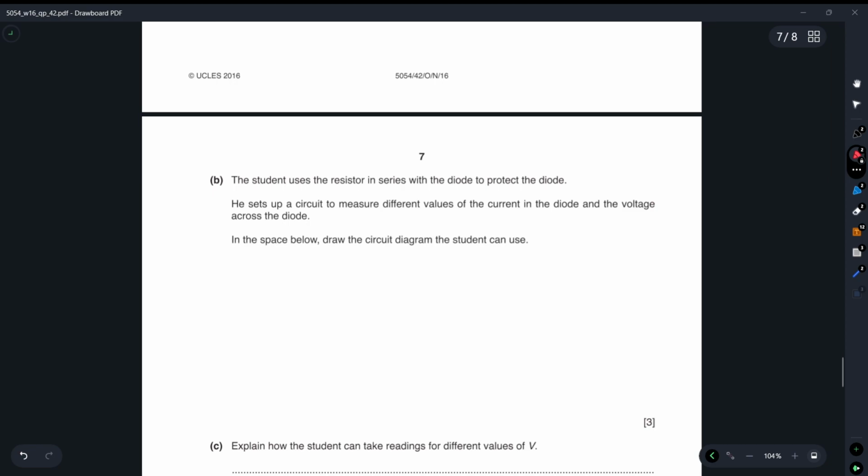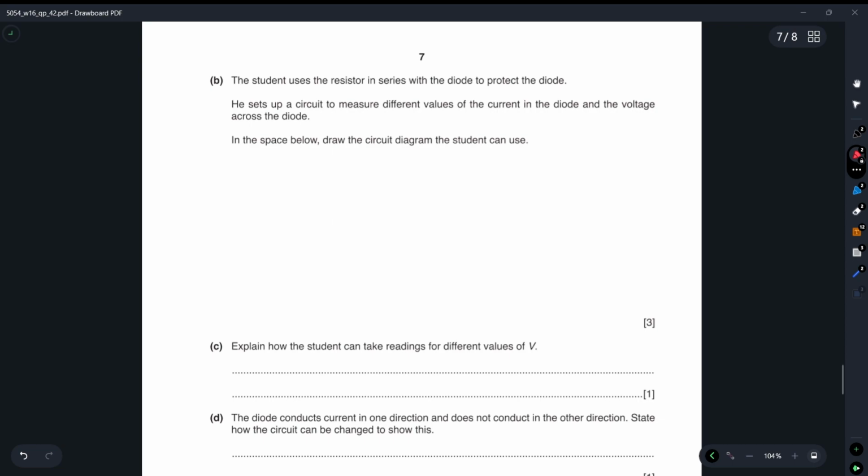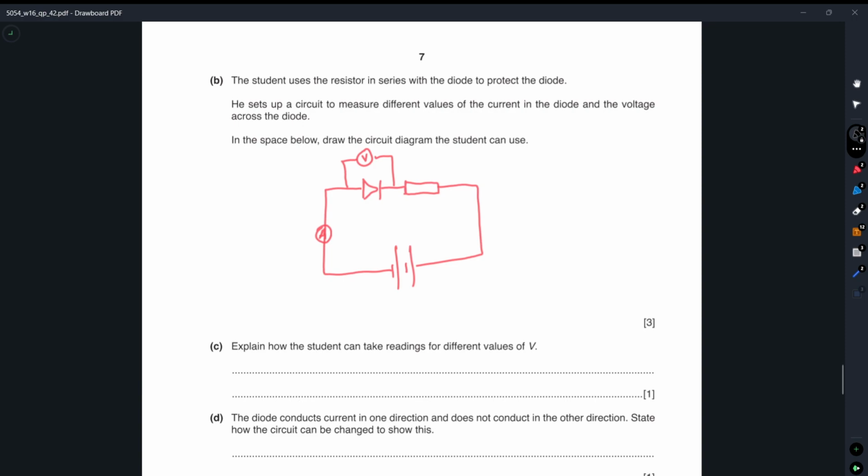Okay, student uses resistor in series with diode to protect the diode. He sets up a circuit to measure the different values of current in diode and voltage across the diode. Draw a circuit diagram. So ठीक है, you've got a diode right here. You've got some resistor in series. You've got a source, इसके across potential, voltmeter is going to be in parallel and ammeter is going to be in series. All right, I'm guessing that must be it.